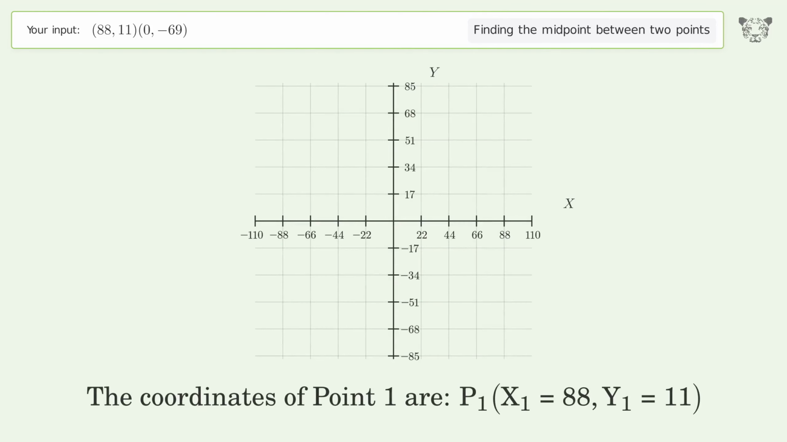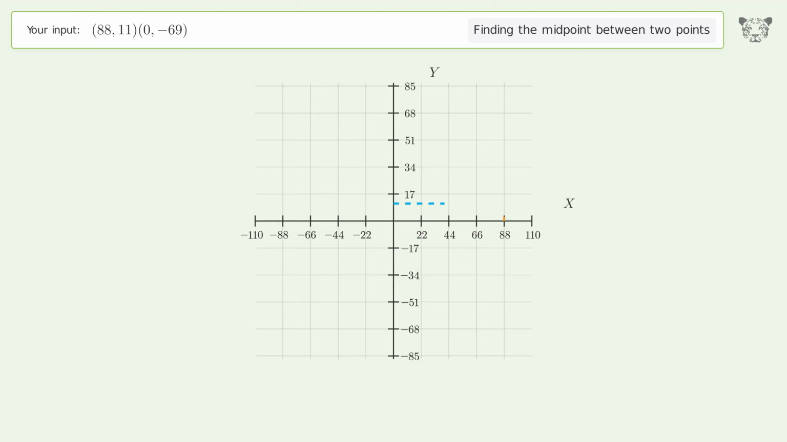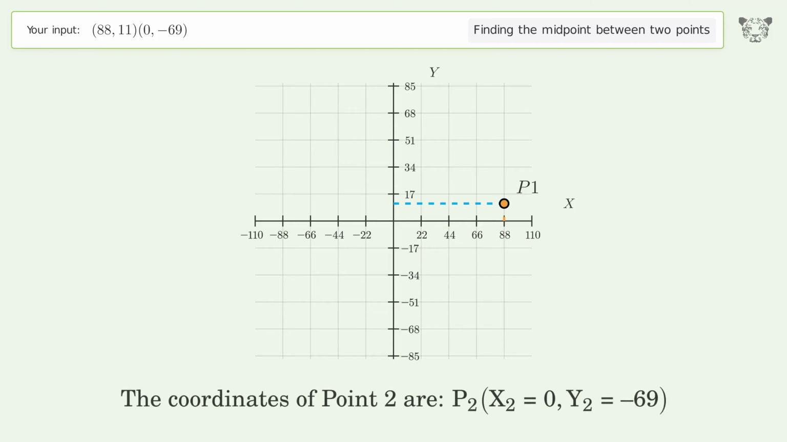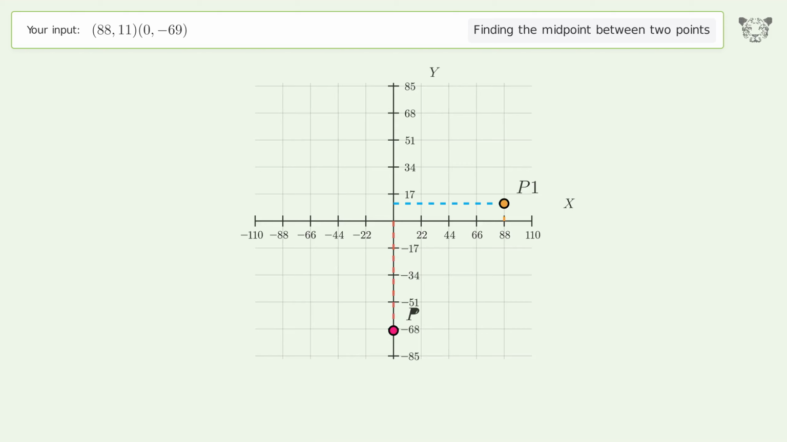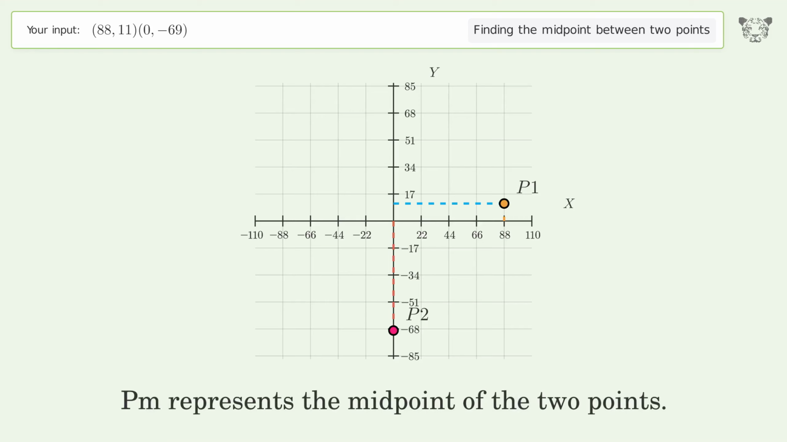The coordinates of point 1 are, x1 equals 88, y1 equals 11. The coordinates of point 2 are, x2 equals 0, y2 equals negative 69. PM represents the midpoint of the 2 points.